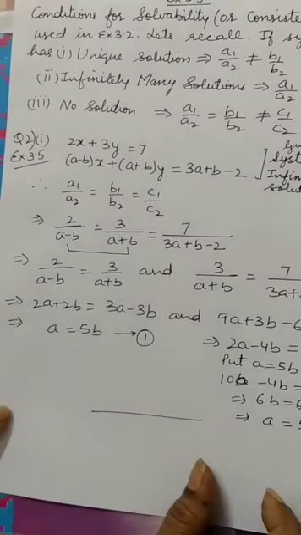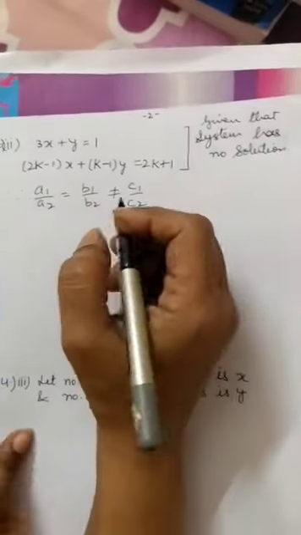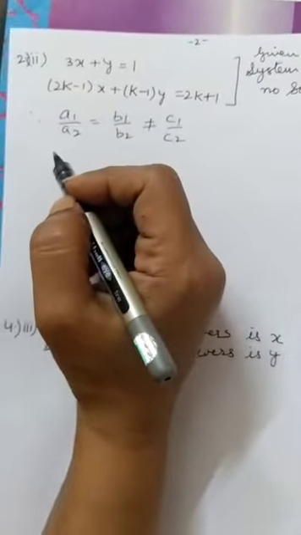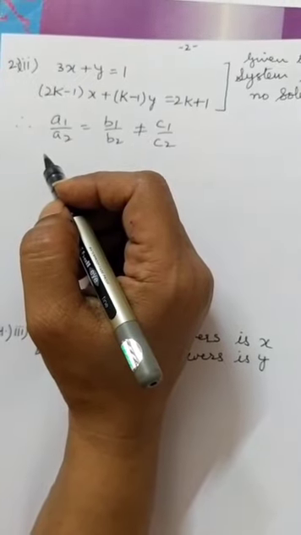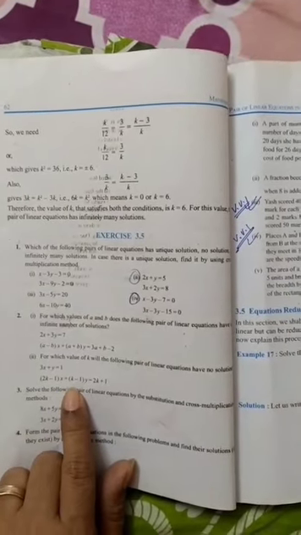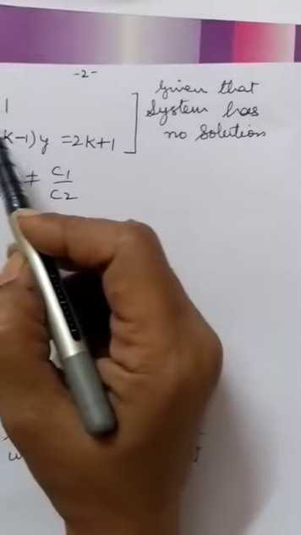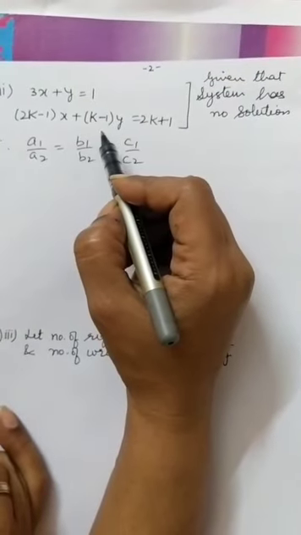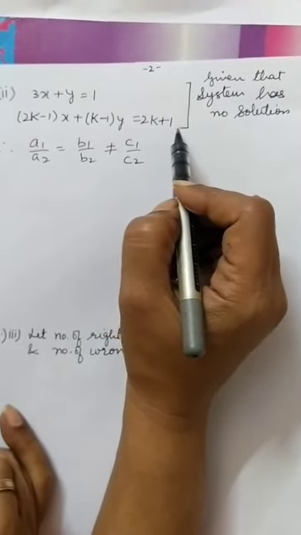Now the second part of question number 2, but before that let us read the condition. For which value of k will the following pair of linear equations have no solution? So in this case it is given that the following system has no solution. Equations are 3x plus y is equal to 1, and (2k minus 1) into x plus (k minus 1) into y is equal to 2k plus 1.